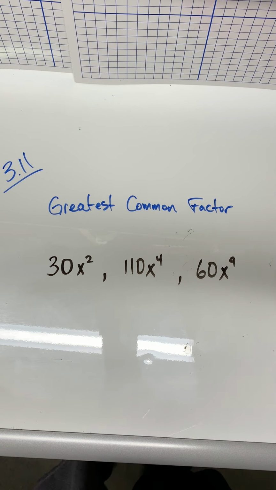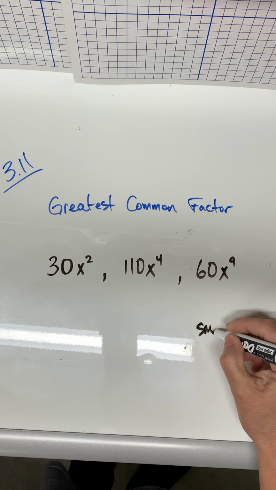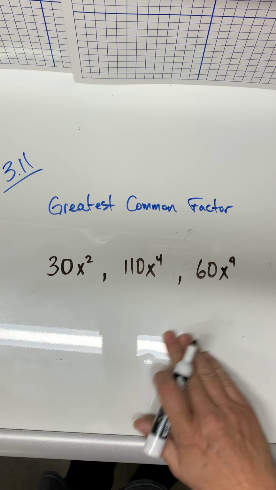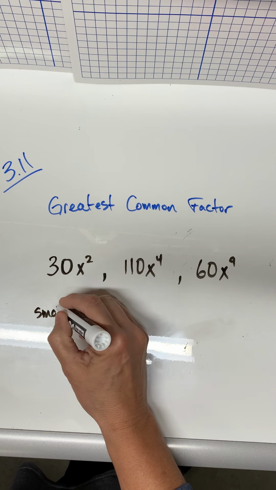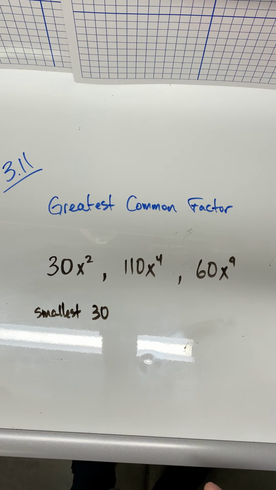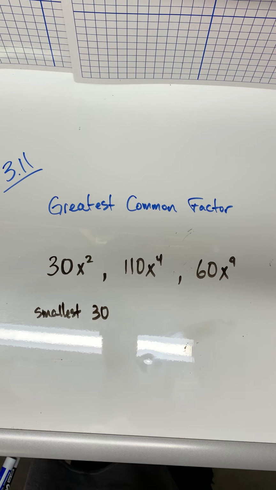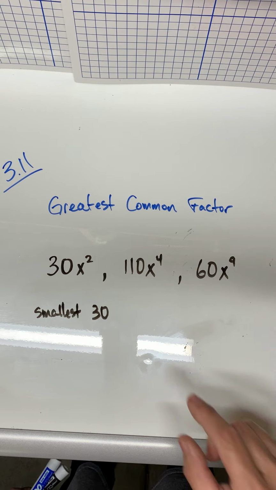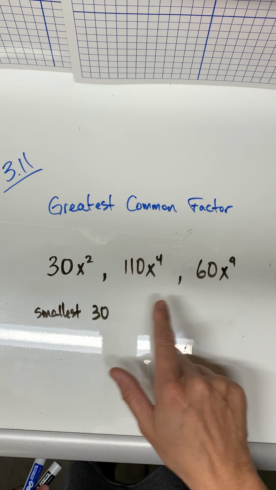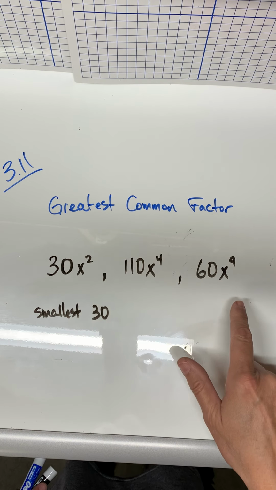And you remember the rule of thumb that I said, start with the smallest, okay? Start with the smallest number. Well, here, I'll put it right here. So the smallest is 30, okay? And ask yourself this question. Does 30 fit evenly into 110? And the answer is no. So even though it fits into 60, it doesn't matter because it doesn't fit into 110, so therefore it's not common to all of them.